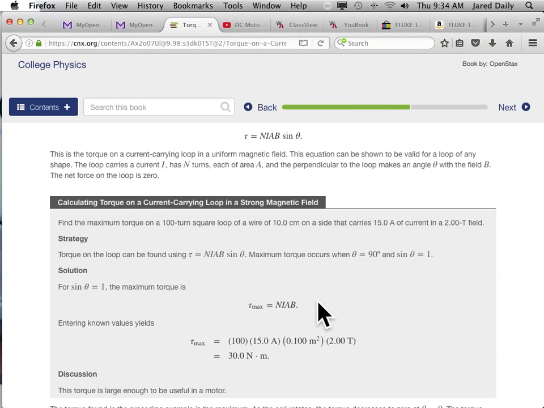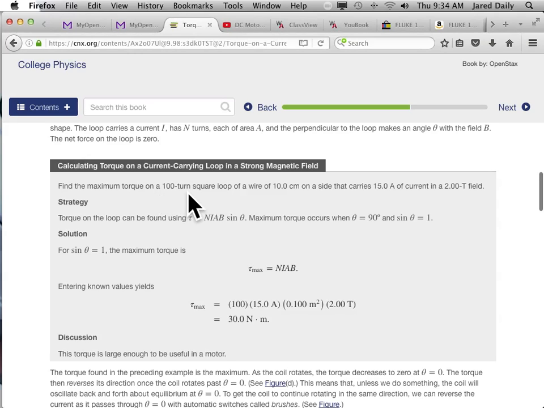So in this particular example, we have 100 turn square loops. So the 100 is the N, that's 100 loops on this particular current carrying loop. It's a square loop, and it's 10 centimeters on the side, so we can calculate the area by just doing 0.1 times 0.1 if you do it in meters, which you should. The current that's going through it, the I in the equation, is 15 amps. The magnetic field is 2 Tesla, right? And they want to find the maximum torque. Well, the torque is maximum when the angle is 90 degrees, because the sine of theta is 1 when we have theta equal to 90.